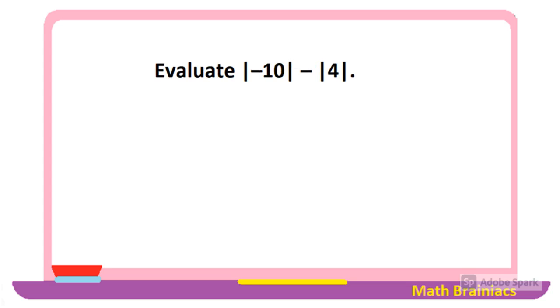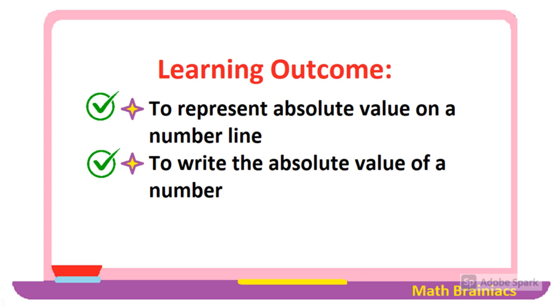Let us work on another example so that you can hit it off. Evaluate the absolute value of negative 10 minus the absolute value of 4. The absolute value of negative 10 is 10 and the absolute value of 4 is 4. But there is a subtraction sign in between the absolute values. Therefore, we're going to subtract 4 from 10, and it will give us 6.